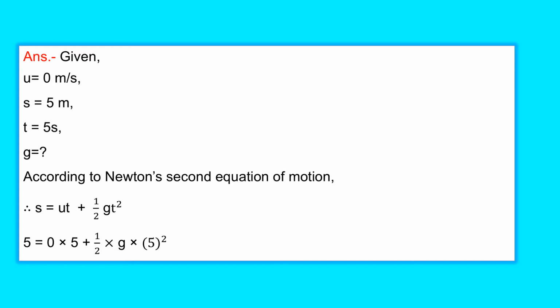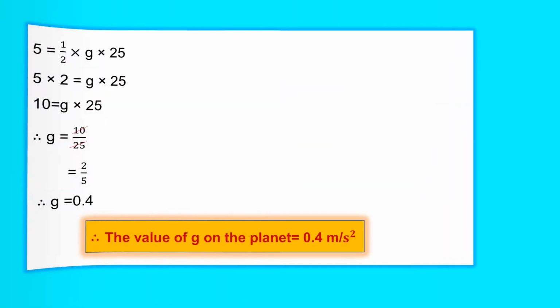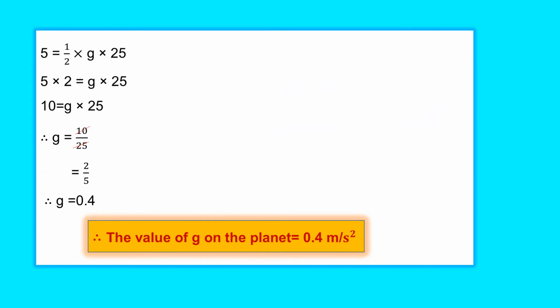Now according to Newton's second equation of motion, s is equal to ut plus half gt square. So this s is equal to, that is 5, is equal to 0 into 5 plus half into g into 5 square. So 5 is equal to 1 upon 2 into g into 25. So here this 1 upon 2, the 2 will come to the left hand side, so it will be multiplied. So 5 into 2 is equal to g into 25. So 5 2s are 10. 10 is equal to g into 25.